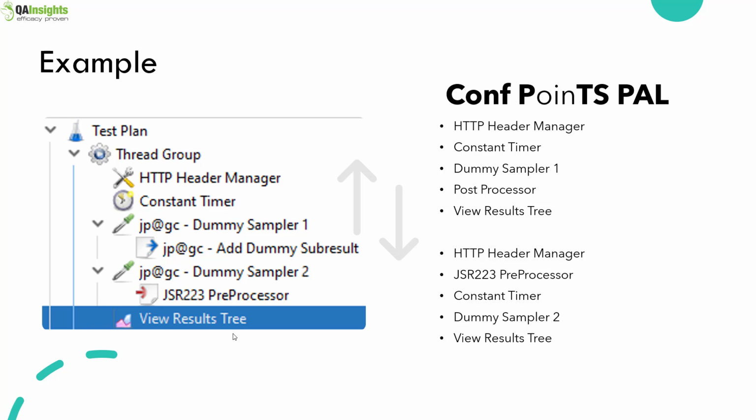Whenever JMeter executes this kind of test plan, first it will execute the header manager because it is a type of config element. And then it will execute constant timer, then dummy sampler 1, post processor and view results tree. But when it comes to dummy sampler 2, first it will execute header manager, then preprocessor, then the timer, because preprocessor has the higher priority. Then dummy sampler 2, then the view results tree. So this is the execution order JMeter follows for this kind of test plan.